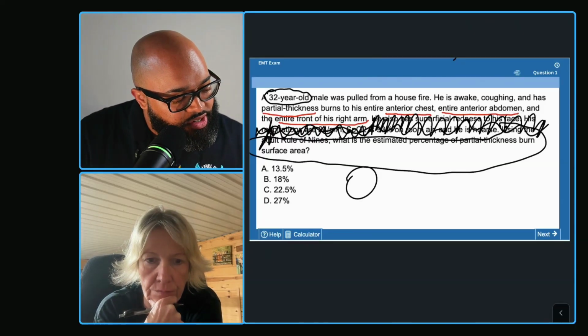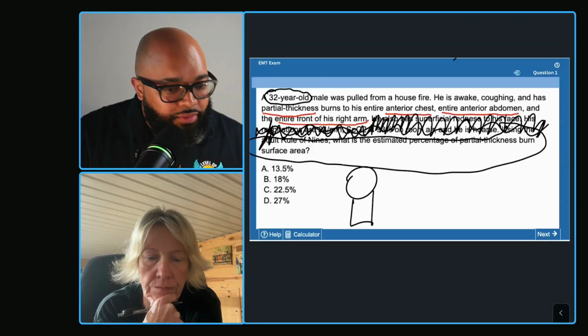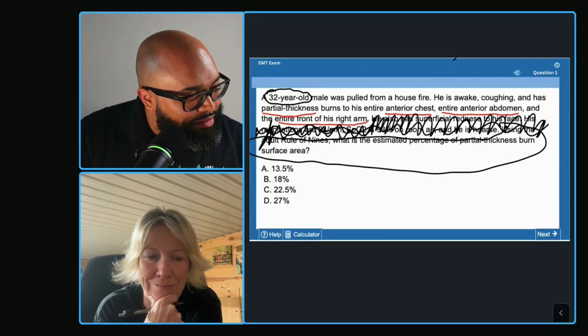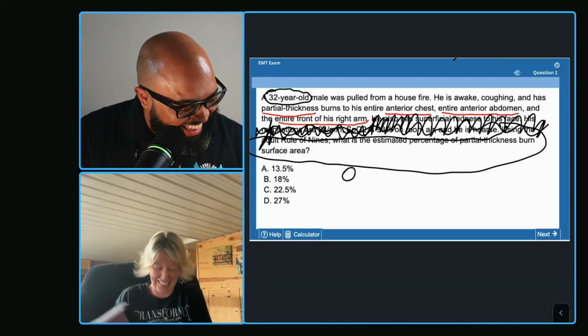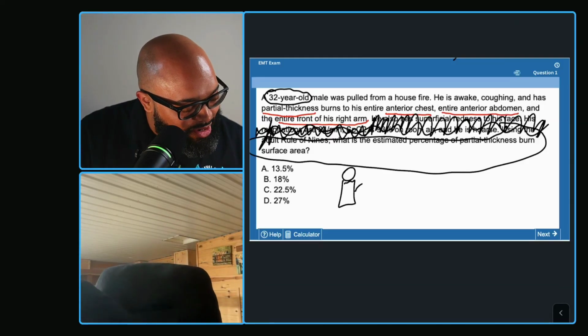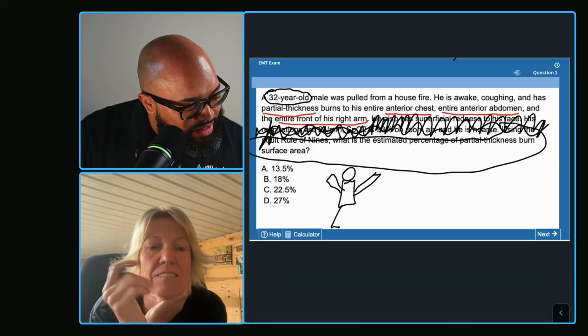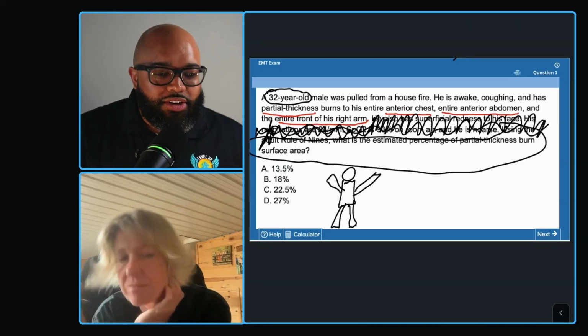All right, so here's your patient. We got a head. Let's clean this up a little because Teresa's already making faces about my drawing. I know it. All right, so here's this patient, right? It doesn't have to look good, but let's figure this out. Okay, so here's your patient.